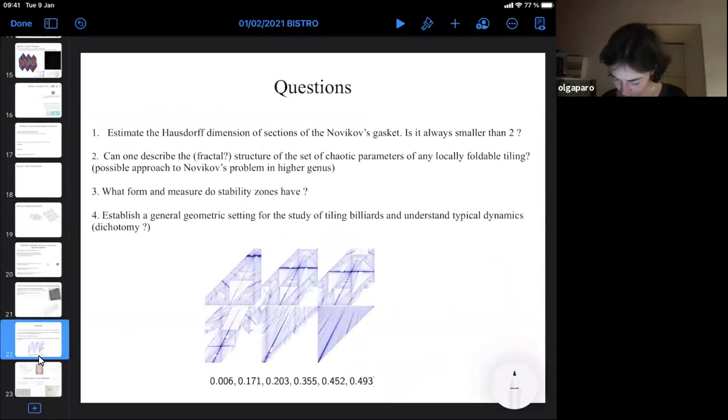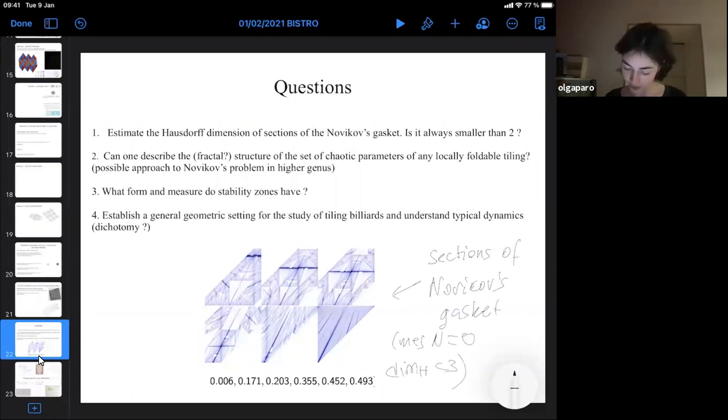And here on this picture, you see the sections of this new gasket, which we call Novikov's gasket, for which we prove that it has measure 0 and Hausdorff dimension smaller than 3. And the goal would be to understand if the Hausdorff dimension of the sections is always strictly smaller than 2.